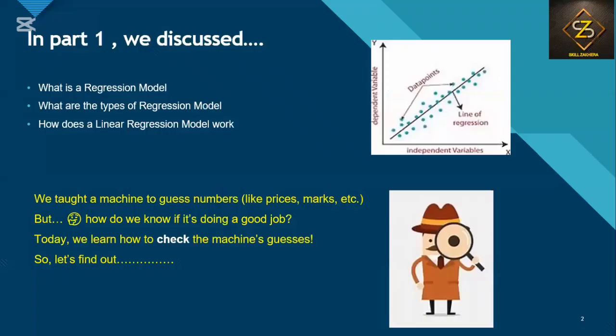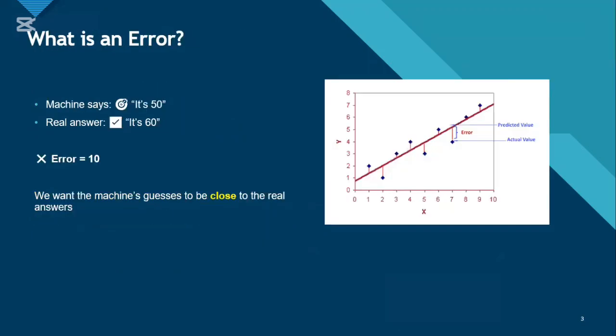Now, in Part 1, we discussed what a regression model is and what the types of regression models are. We also looked at how a linear regression model works. We taught a machine to guess numbers like prices, marks, etc. But how do we know if it's doing a good job? For that, to check whether the model is working correctly and making correct predictions, we have certain check indicators, you can say.